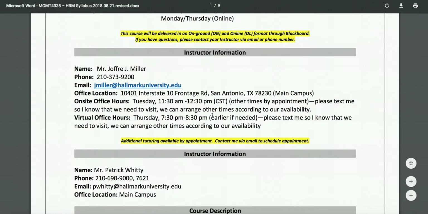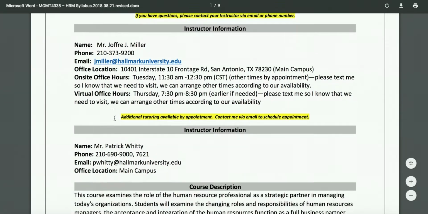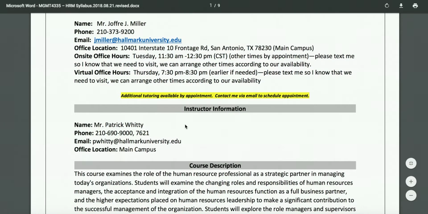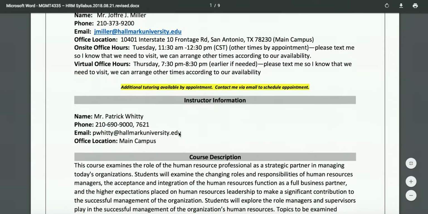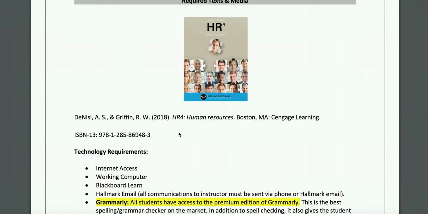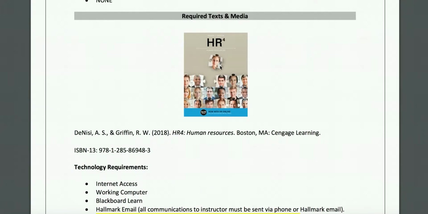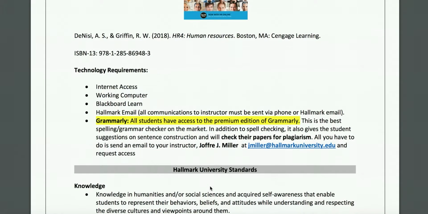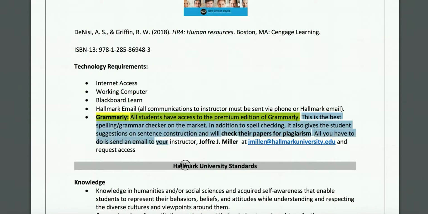My information is right here. My office hours, my virtual office hours are there. The name and the number of the Dean of Business is also on there. It gives you a course overview. Of course, the textbook. Incidentally, the way I have the textbook listed here, if you were to highlight this portion and you were quoting out of the textbook, you could just cut and paste that because that is in APA format.